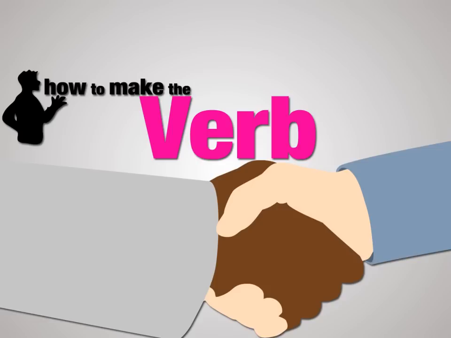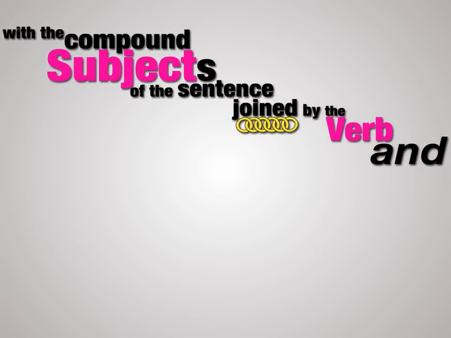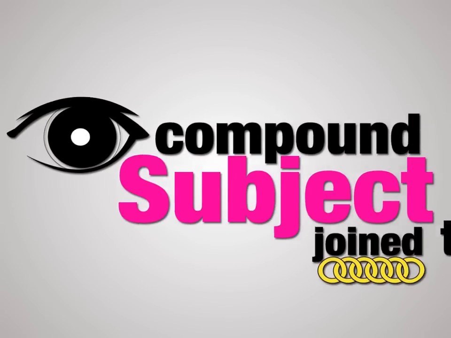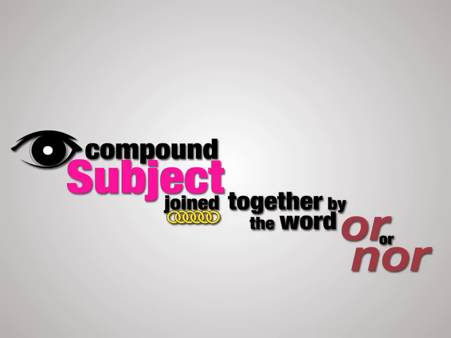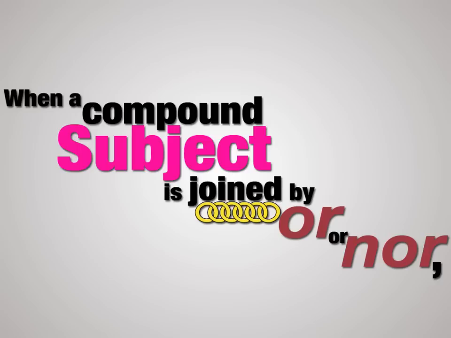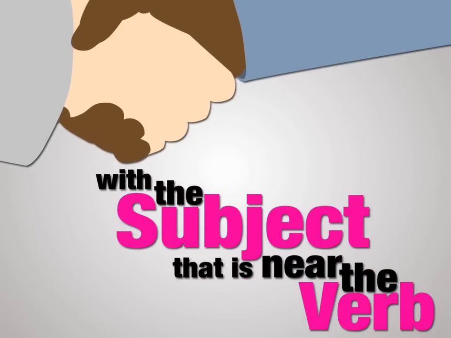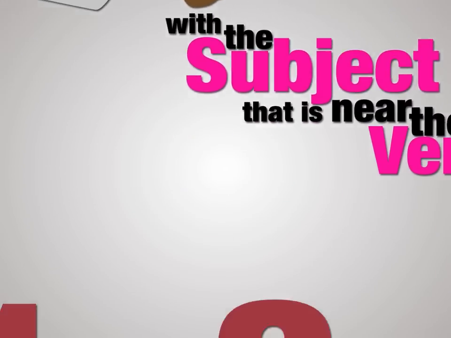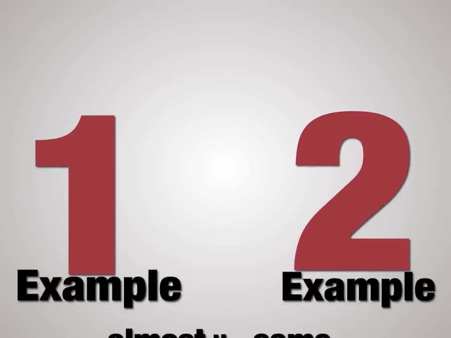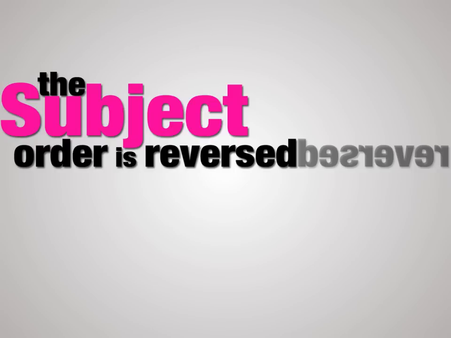We discussed how to make the verb agree with the compound subjects of the sentence joined by the word and. Now we will look at a compound subject that is joined together by the word or, nor. When a compound subject is joined by or, nor, you make the verb agree with the subject that is near the verb. The examples shown here are almost the same, except that the subject order is reversed.